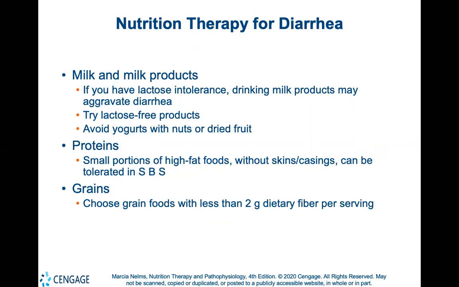Nutrition therapy for diarrhea, milk and milk products. If you have lactose intolerance, drinking milk products may aggravate the diarrhea, so you want to try lactose-free products. Avoid yogurts with nuts and or dried fruit. Protein: small portions of high fat foods without skin or casings can be tolerated in short bowel syndrome. Your grains, you want to choose grain foods with less than 2 grams of dietary fiber per serving.